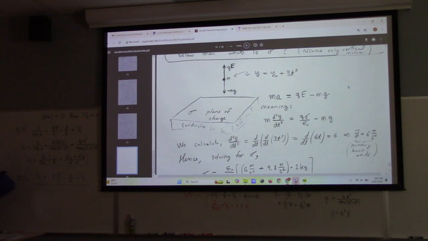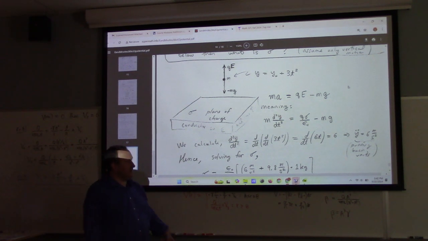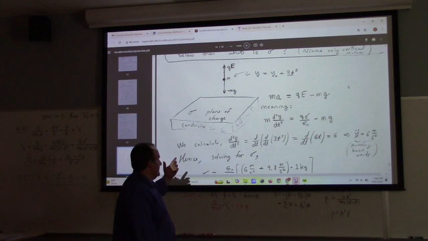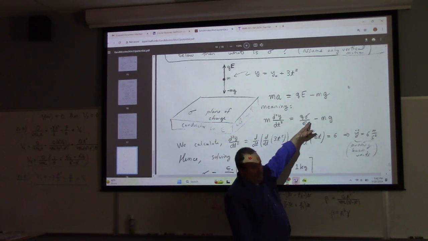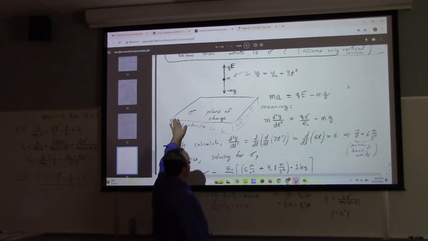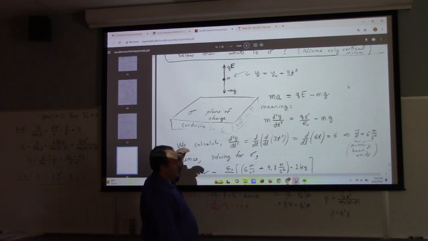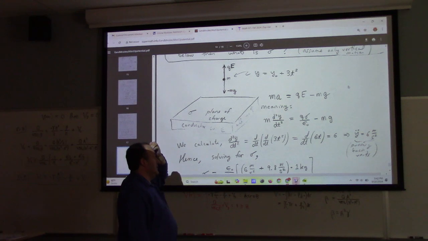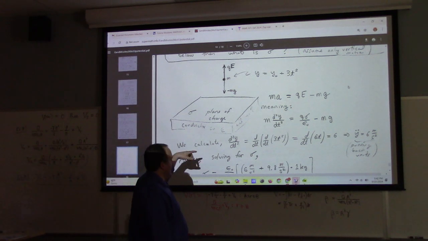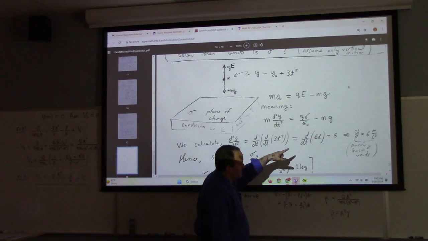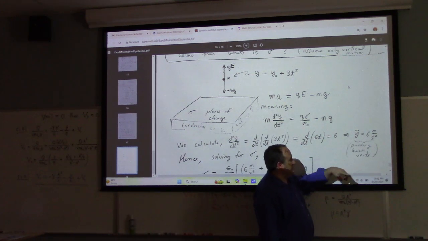All right. So all this together means that m d squared y dt squared is equal to, and the electric field is sigma over epsilon naught, remember, because it's a conducting plane, so that means that sigma is the charge density there. And of course I can calculate the acceleration and I get 6. This is acceleration, right?